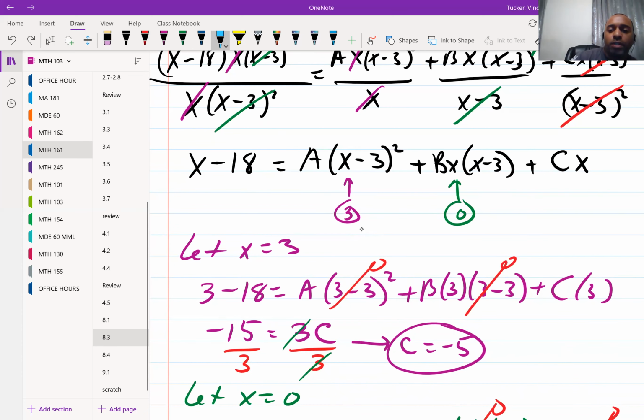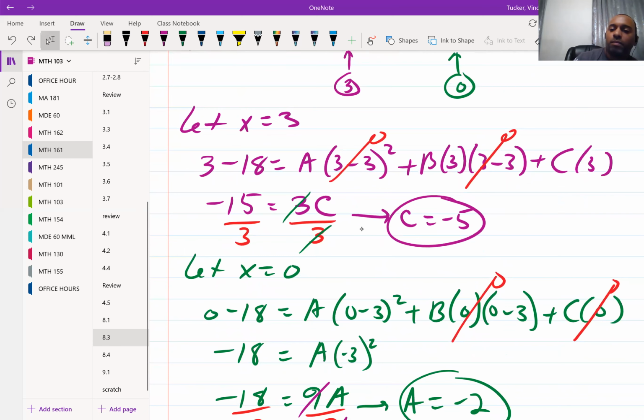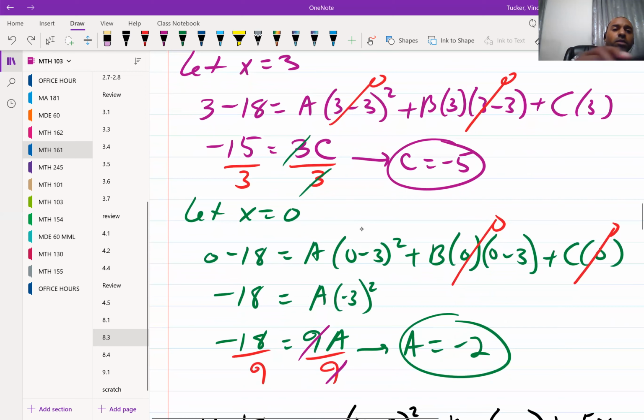All right. Do the same thing with 0. Plugging in 0, that's 0 minus 18, a times 0 minus 3 squared plus b times 0 minus 3 plus c times 0. So those back terms, b and c, will cancel because of the 0. And that leaves me with -18 equal to a times -3 squared. Of course, -3 squared is 9. -18 equal to 9a. So then we divide both sides by 9, and a is equal to -2.